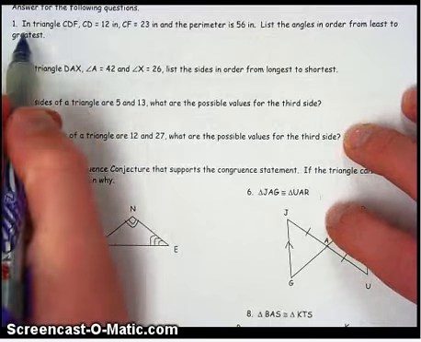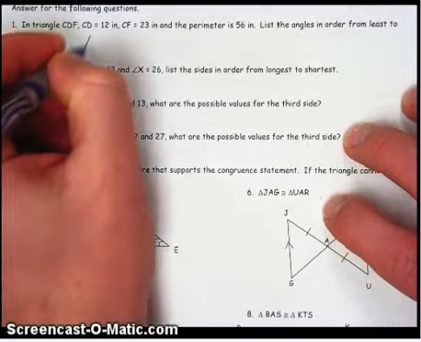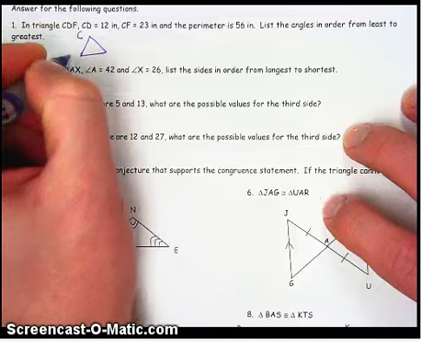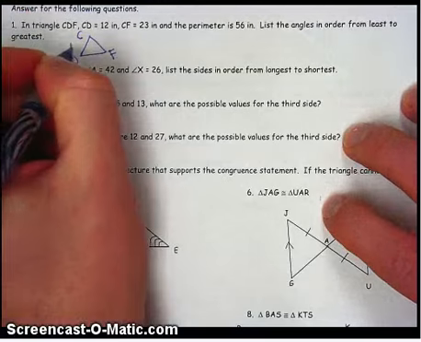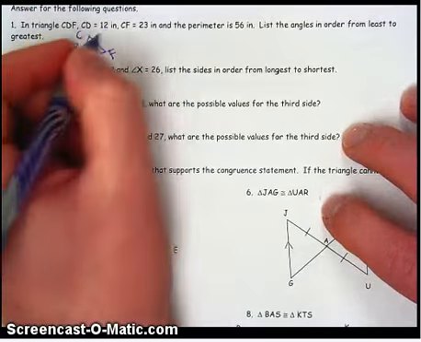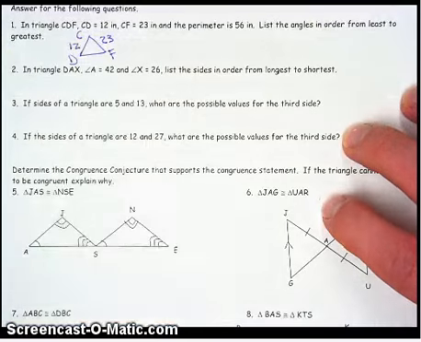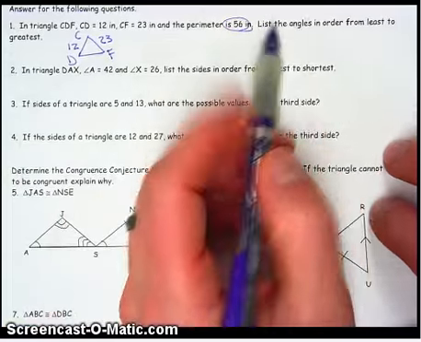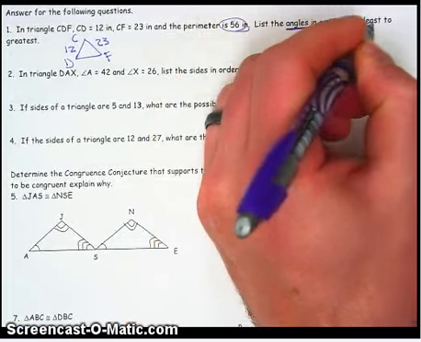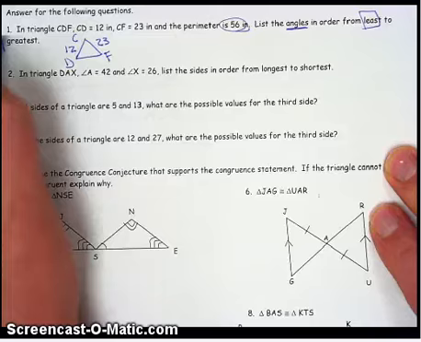All right, to the first one. I've got triangle CDF. You don't have anything drawn there, so I would just take a little bit of time and draw one. So I've got CDF. Then it tells me that CD is 12, CF is 23, and it tells me the perimeter is 56. And it wants me to list the angles in order from least to greatest.